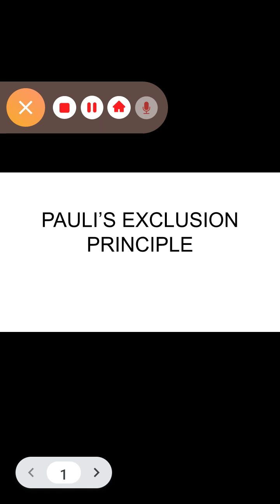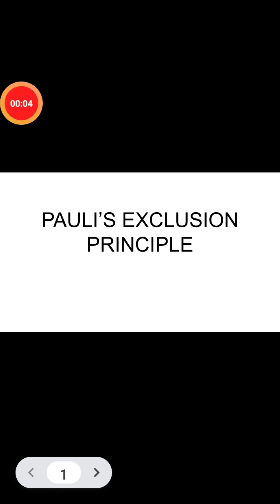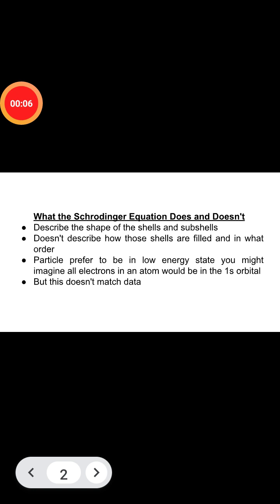Today we will be discussing Pauli's exclusion principle. We know that the Schrodinger wave equation proposed in 1926 had many merits, like it was able to determine the shape of shells and subshells. It was able to tell us about the quantum numbers, which are the address of electrons.